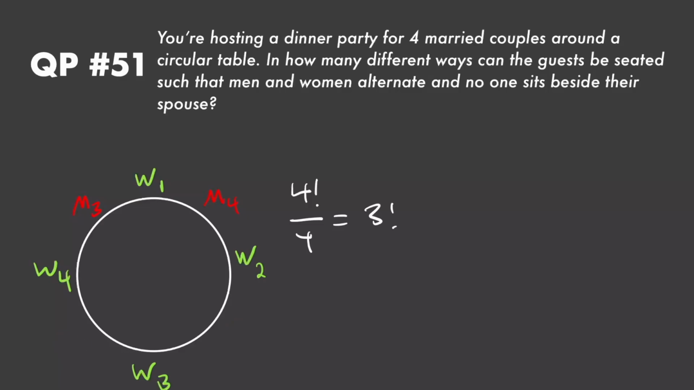And how many ways are there to place down the first man? Well, for any man, they have 2 options opposite where they're not sitting next to their wife. So that gives us 2 options for each one of these 3 factorial permutations. 3 factorial is 6. 6 times 2 is 12, and that is our final answer.